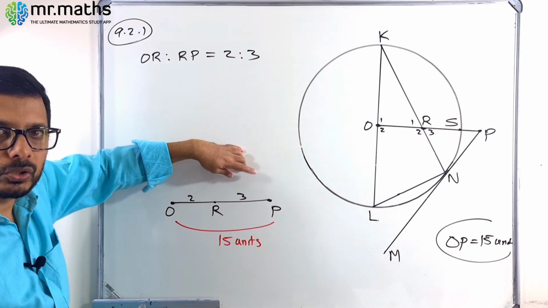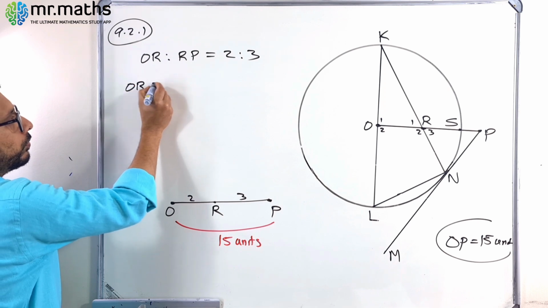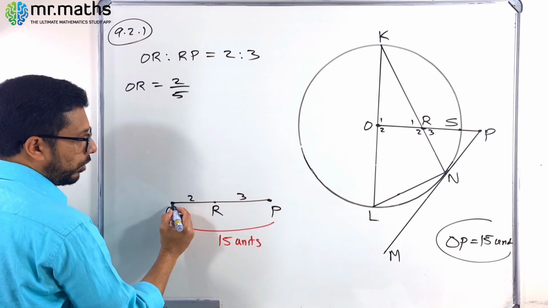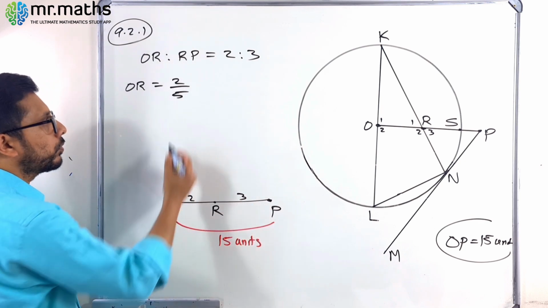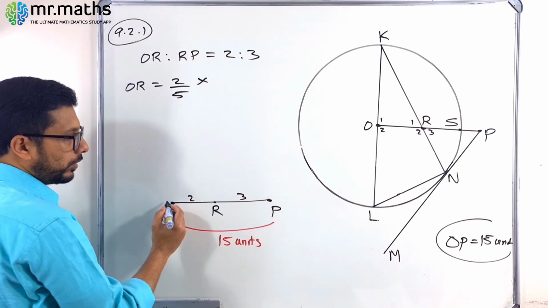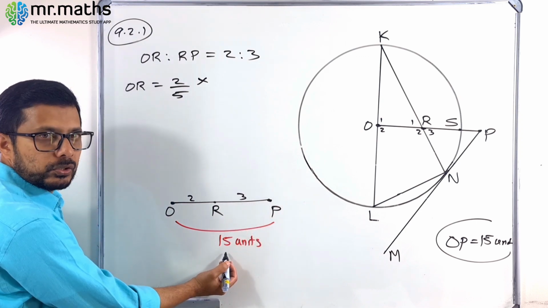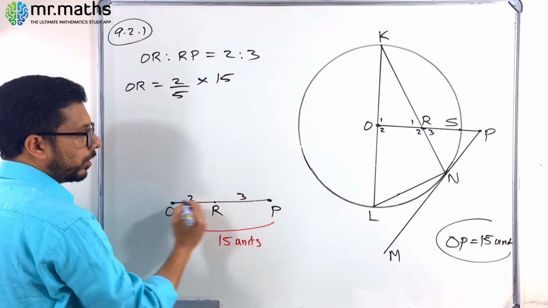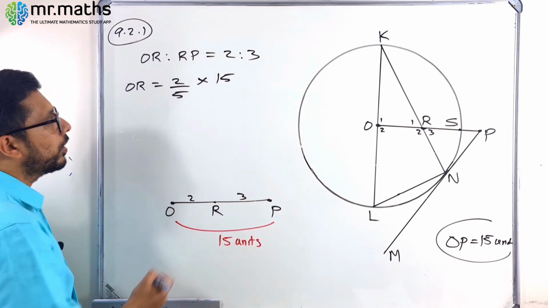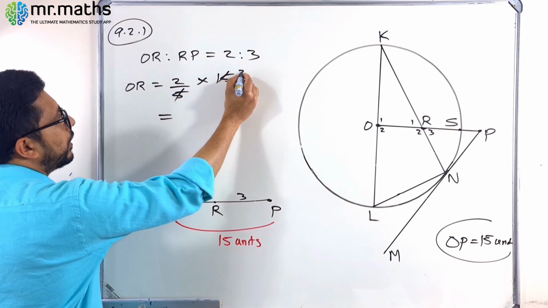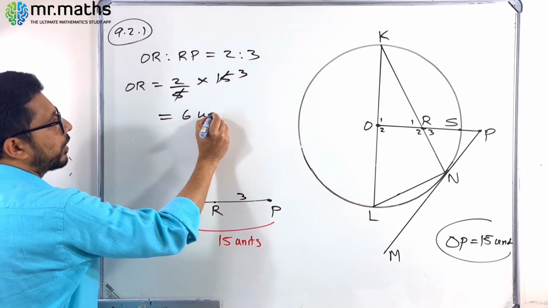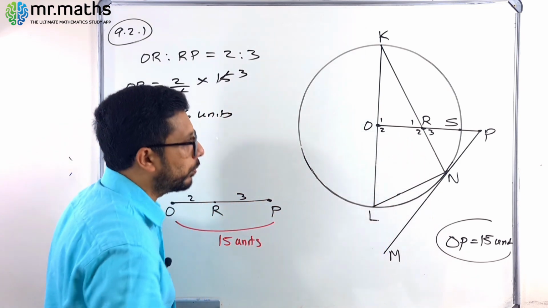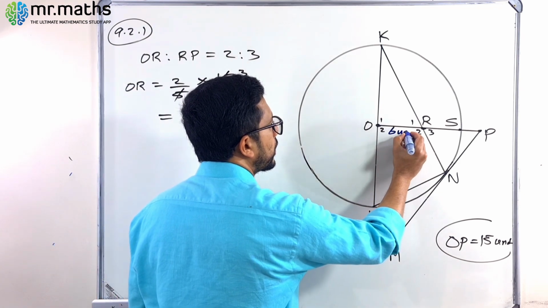2 plus 3. Okay. So how can you find the length of OR now? 2 by 5. OR is 2 and what is the total ratio? O to P, 2 plus 3, 5. Okay, so it is 2 out of 5. And what is the length of OP? It is 15. So how can I find the length of OR? 2 by 5 times the total actual length of OP, that is 15. Okay, so what is that one? This is 2 times 3, 6 units. Okay, so it means that the length of this OR is 6 units.